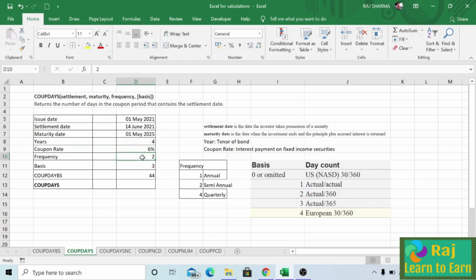Then frequency, we have taken 2. The frequency is the frequency of payment of coupon. So if the company which has issued the bond is paying only once in a year, then it is annual, so we have to put 1. For semi-annual it is 2. For quarterly it is 4.